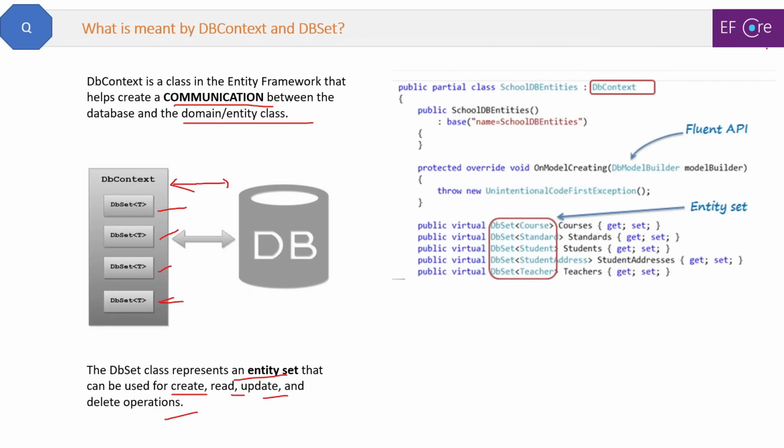The SchoolDBEntities is the database context, which is inherited by the DB context of your application. And DB set is basically the courses, standards, students, student addresses, teachers, which are entity sets. In other words, they can be the tables in your database, or they cannot be, they can be views, but they are containing the data, these DB sets.